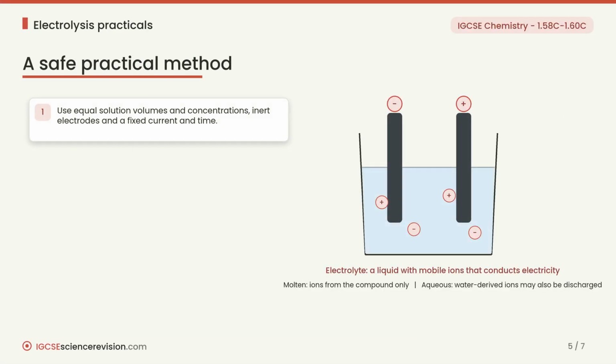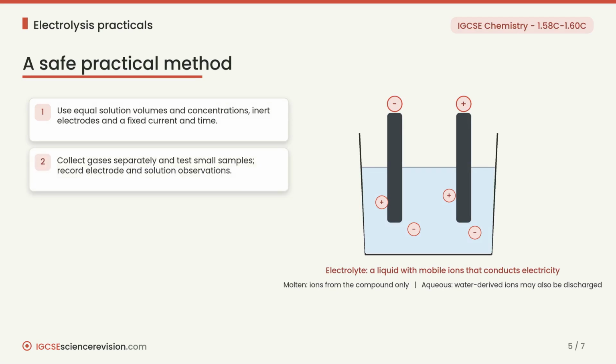For a fair comparison, use equal volumes and concentrations, inert electrodes, and the same current and electrolysis time. Collect gases separately above each electrode. Test only small samples and record gas, electrode, and solution observations.